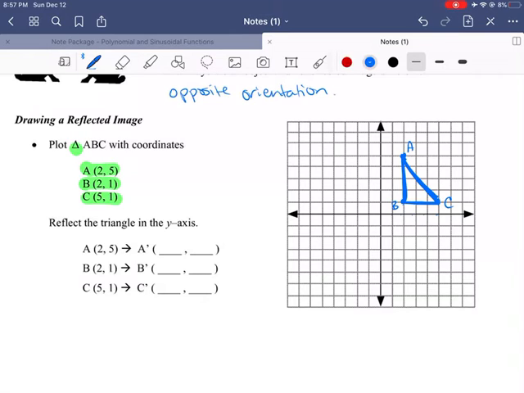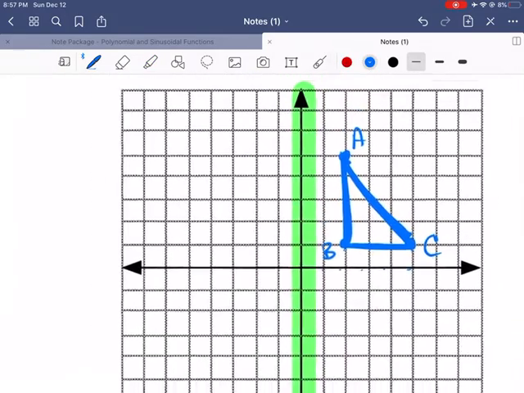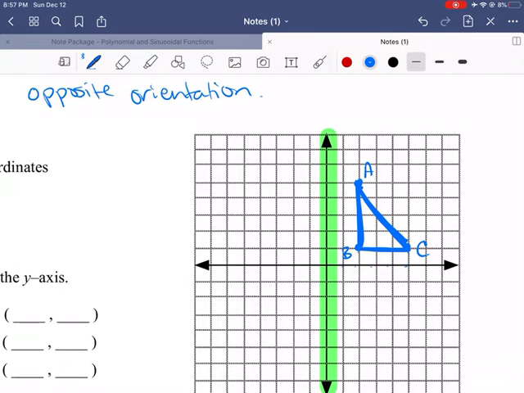All right, and what are we doing here? We got to reflect it in the y-axis. So which one is the y-axis? Well, let's just highlight it. There it is. So how do we reflect it in the y-axis? Well, one way you could think about it is A is going to be the same distance away from the y-axis. So if we count 1, 2, do the same thing. Count 1, 2, and you'll put a dot. And we're going to call this A prime.